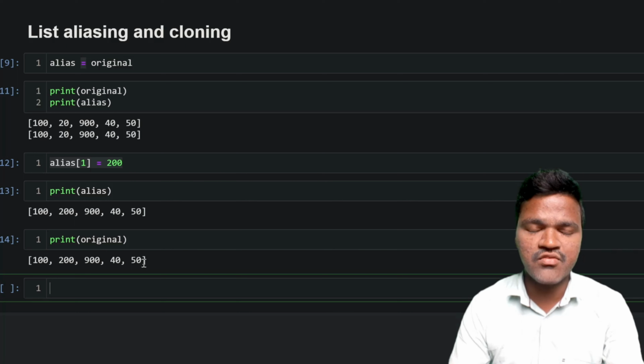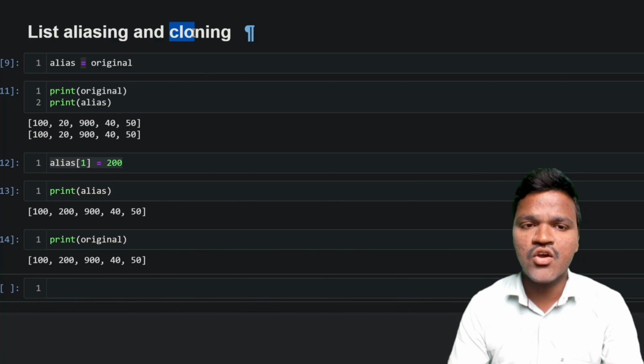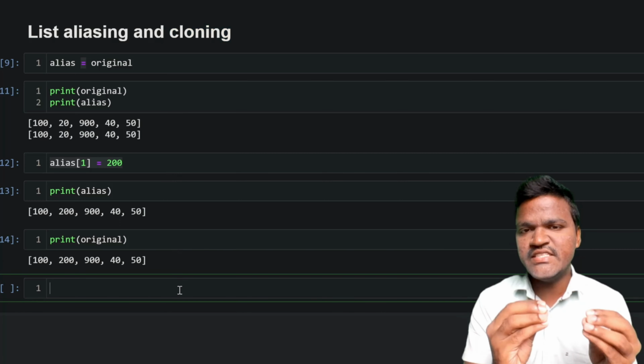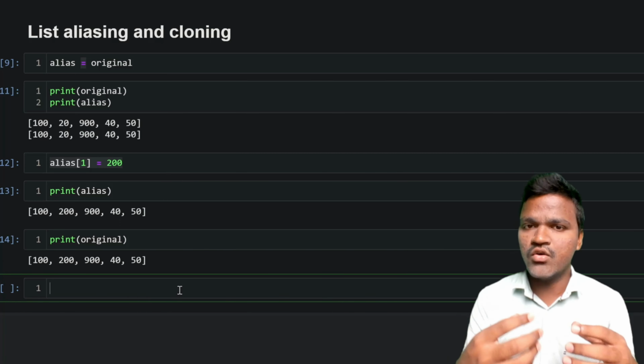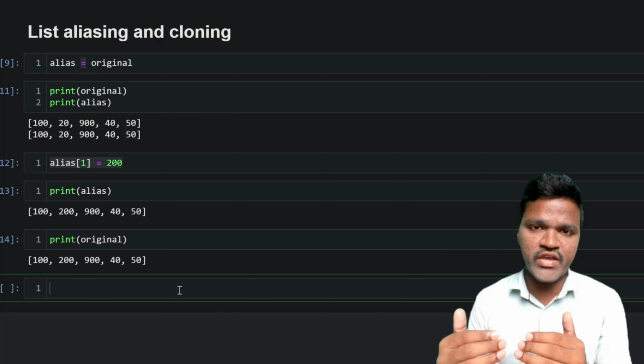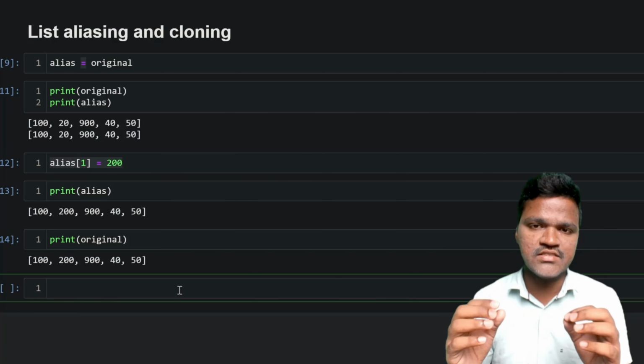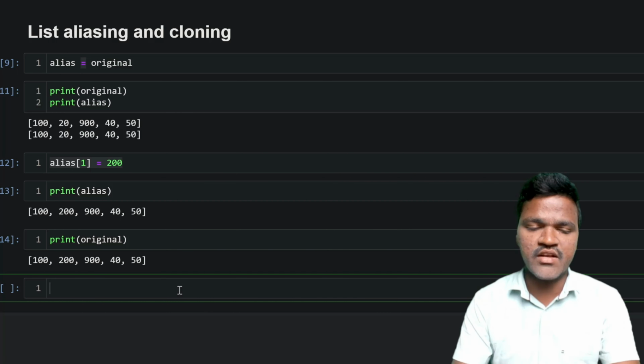So one way to do that is cloning, which is nothing but copying. We copy the original list and modify the list that we get from the copying, so that won't affect the original list. That is the idea of cloning.